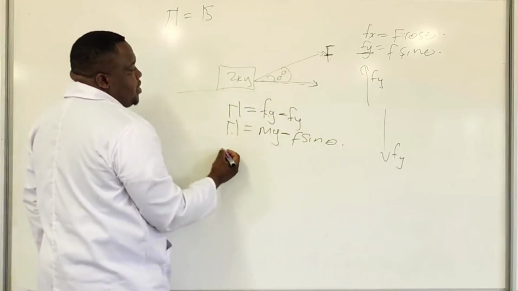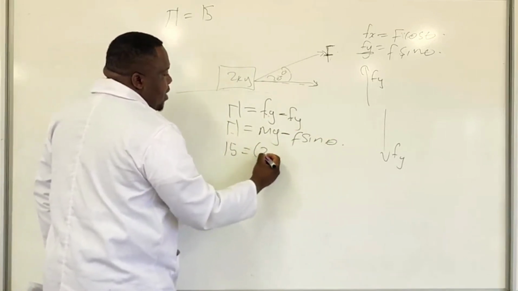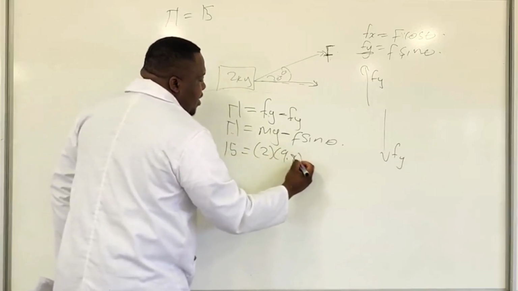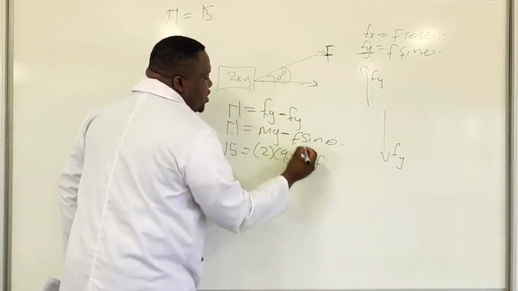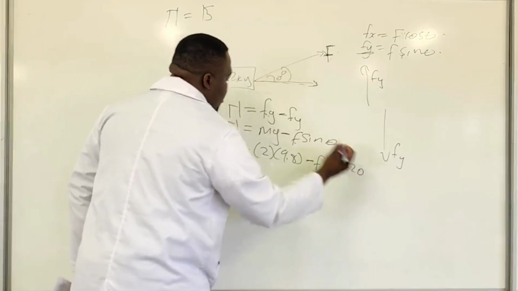Do we have normal force? Yes, we have 15. Then the mass is 2 kg, 9,8 minus F. We don't know force F. Then we have sine 20.